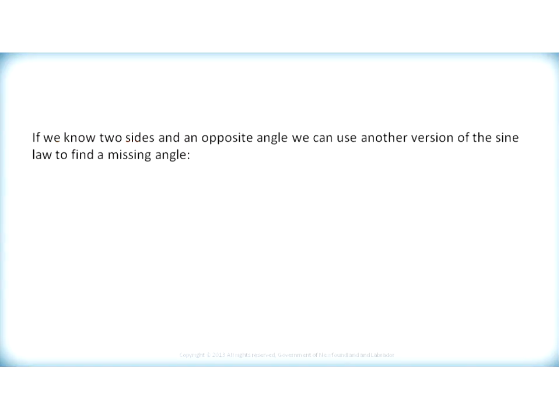So if we know two sides and an opposite angle, we can use another version of the sine law to find a missing angle. This is different from when we were looking for missing sides. In that case, we had two angles and a side. This time we have two sides and an opposite angle to one of those two sides.